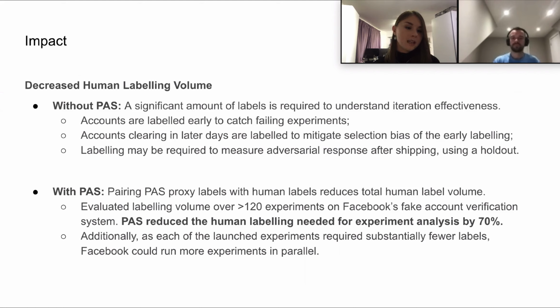We evaluated labeling volume over more than 120 experiments. PASS reduced the volume of human labeling required for experiment analysis by 70%. Additionally, as each of the launched experiments required substantially fewer labels, Facebook could run many more experiments in parallel.